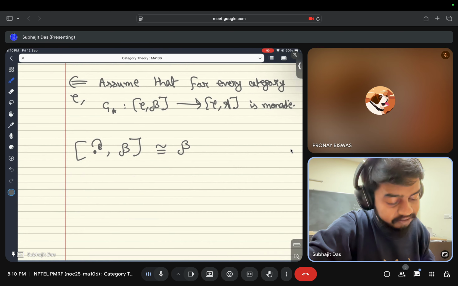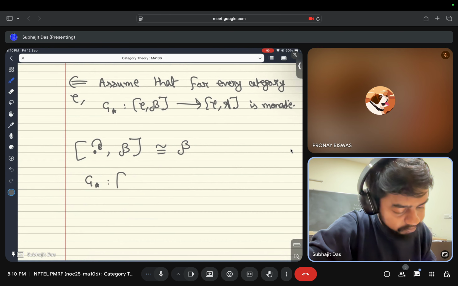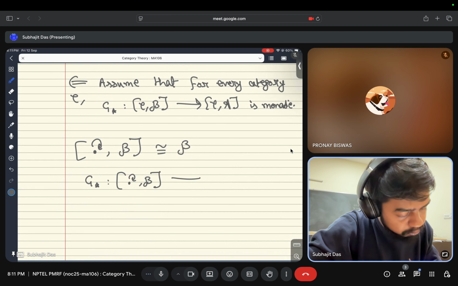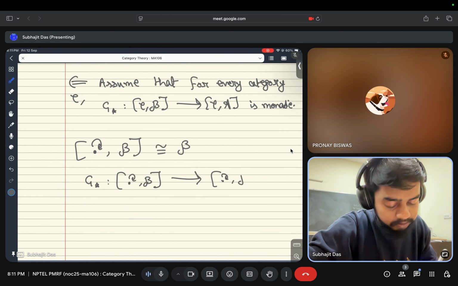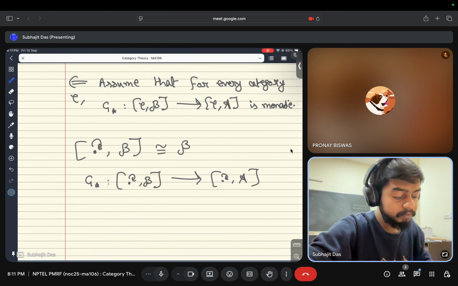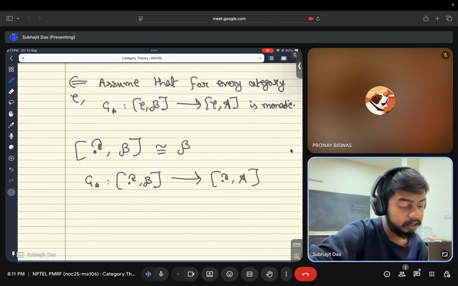So now what we have is G lower star from this comma B to this comma A. Again, this is a natural isomorphism, by the way.